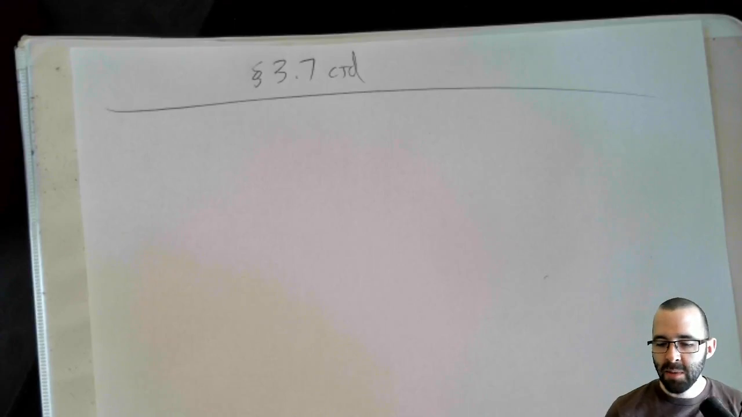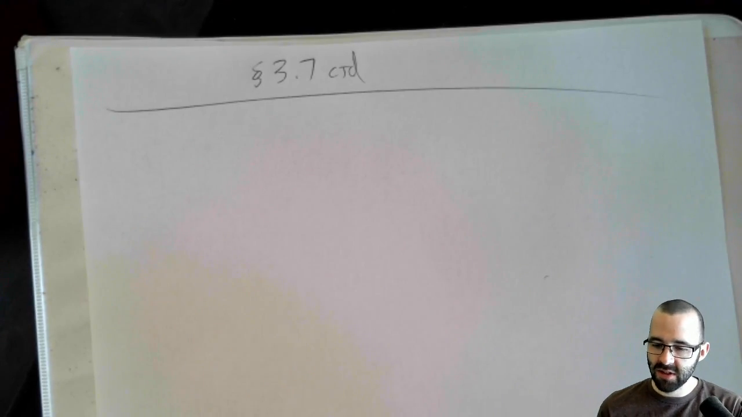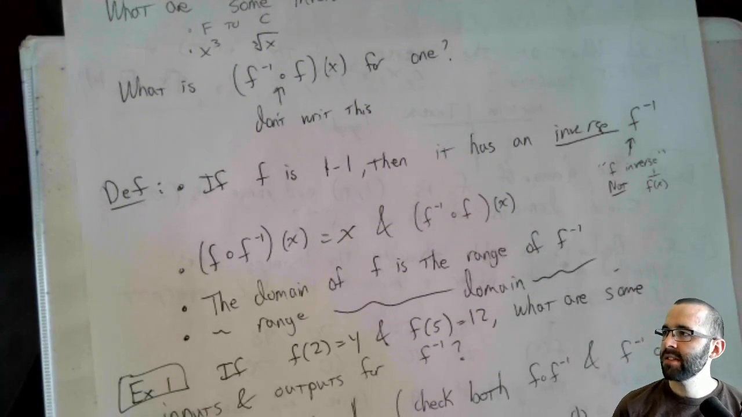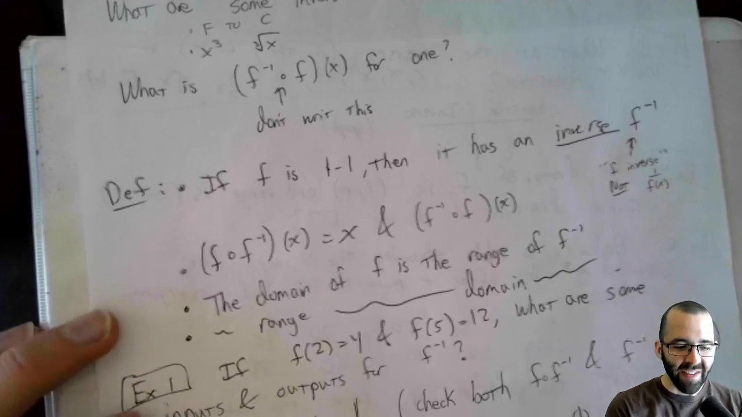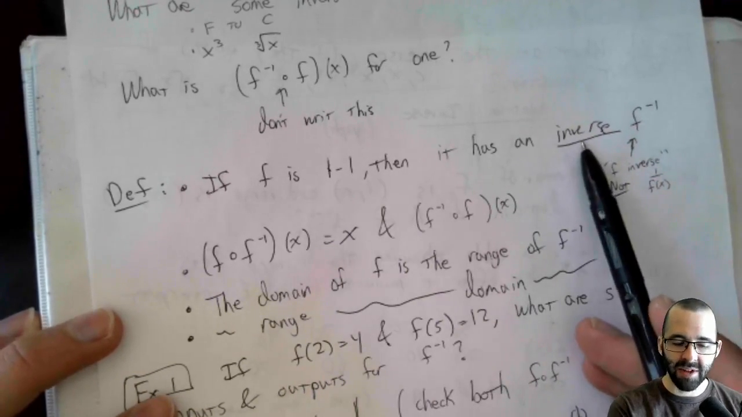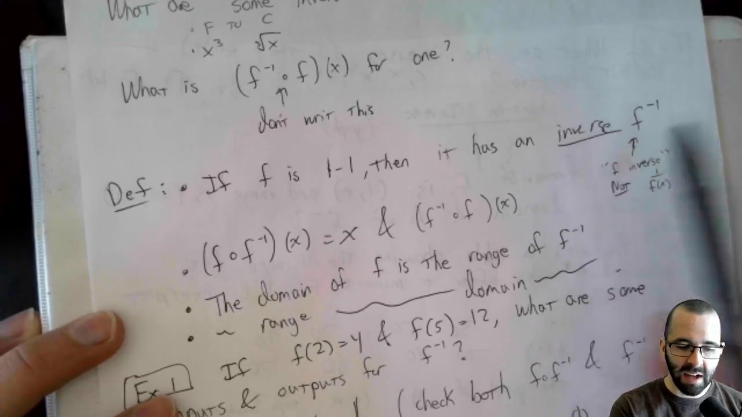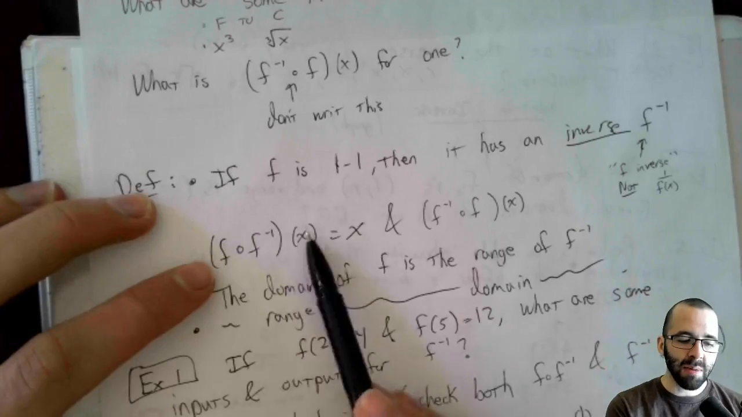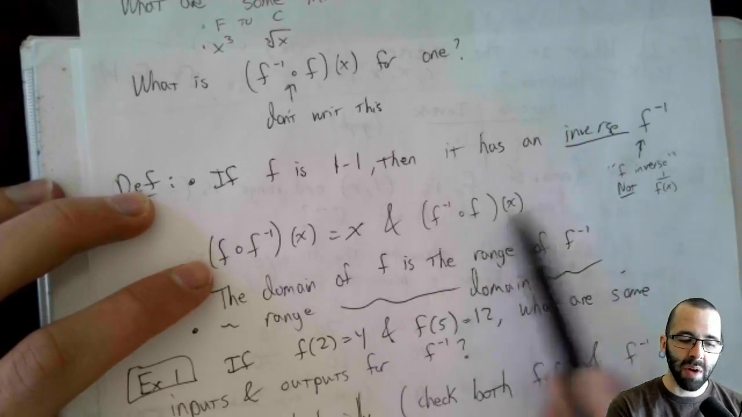So, remember the things we talked about for inverse functions, right? We had some mega definitions that we talked about before. If a function is one-to-one, then we know it has an inverse. That was one of the big things. And we can check whether two functions are inverses if we take their composition and we just get back x in both directions.